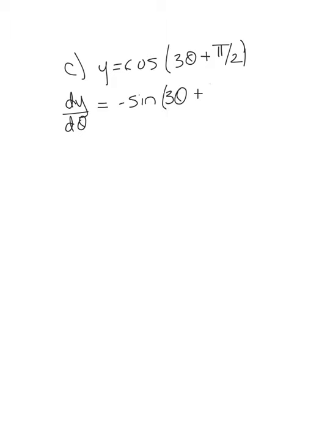So negative sine of that original function times the derivative of whatever was in brackets here. So the derivative of 3 theta plus pi by 2. Pi by 2 is a constant, so the derivative of that is just 3. And so when we simplify this a little bit more, we get negative 3 sine of 3 theta plus pi by 2.